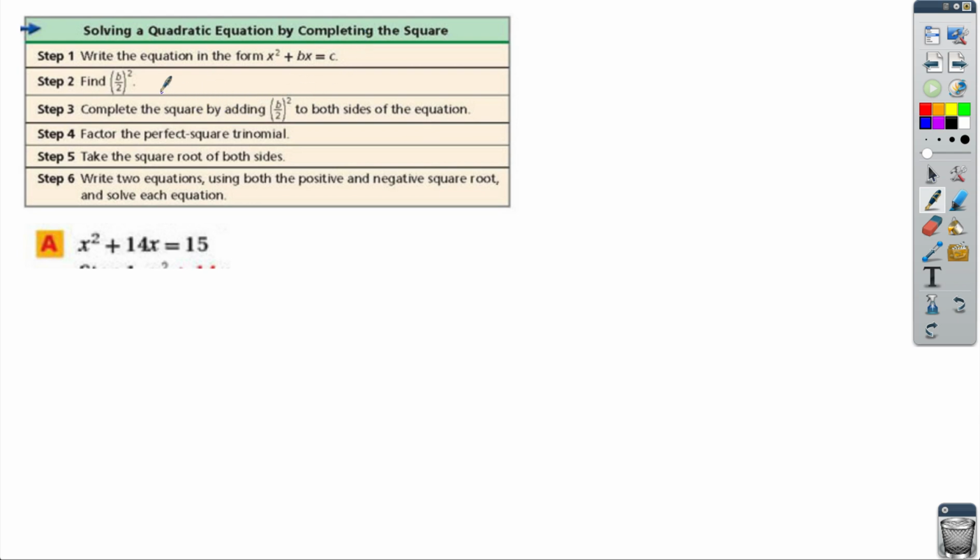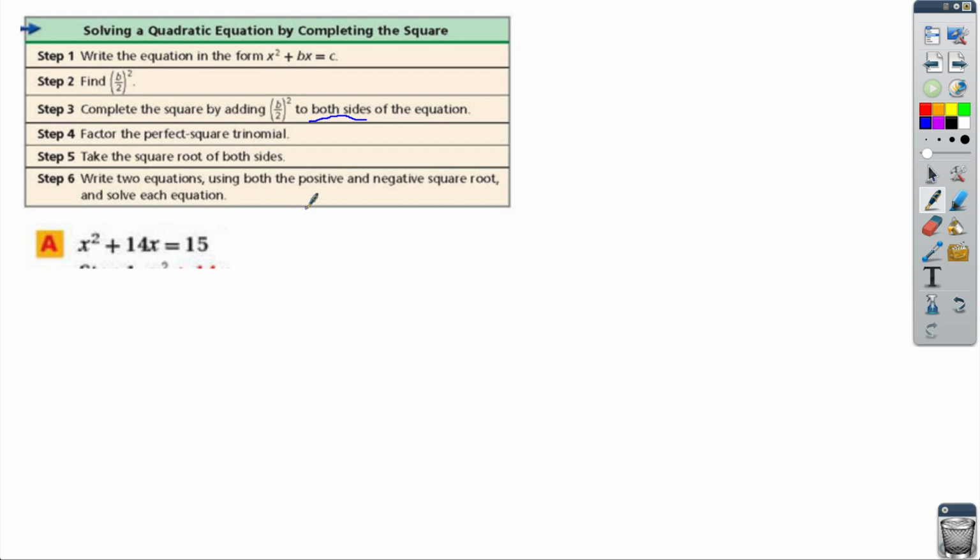Step 2, we find b divided by 2 and square it. Step 3, because it's an equation, if you're adding the b over 2 squared to one side, you need to add it to the other side, both sides of the equation. You want it to be balanced. Step 4, make sure you have a perfect square trinomial. Then you can factor this. Step 5, continue solving by getting the square roots of each side. And then step 6, you will produce 2 possible answers where you'll have to solve each of the x values.